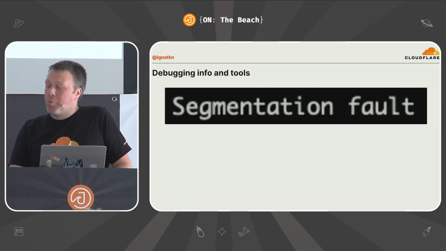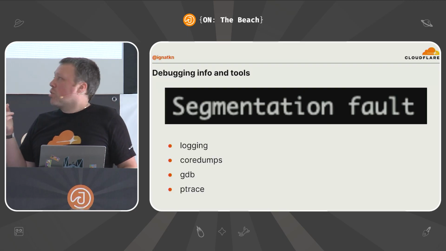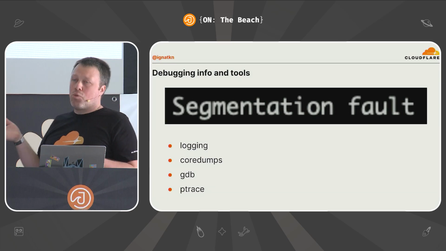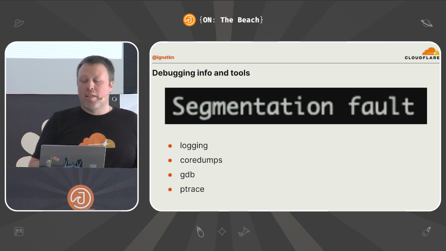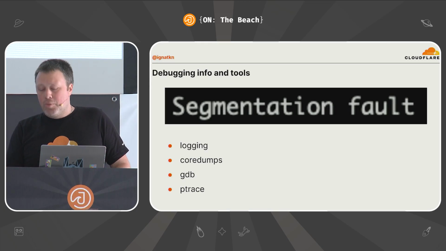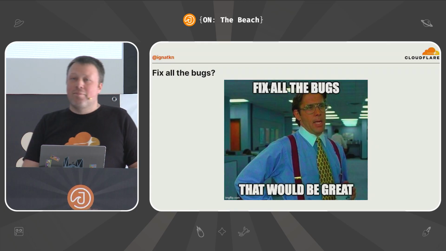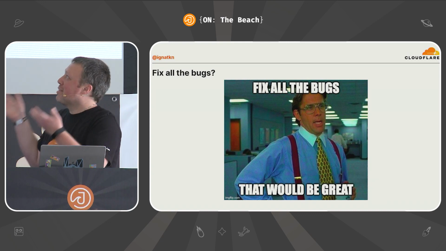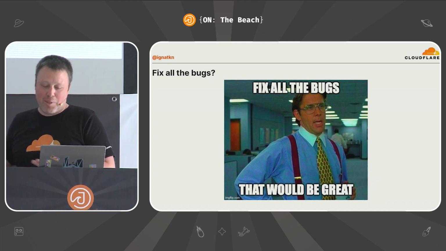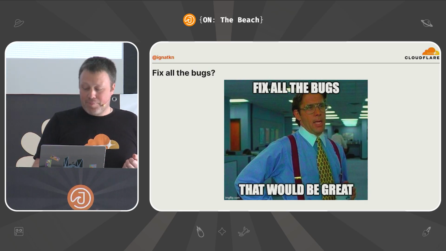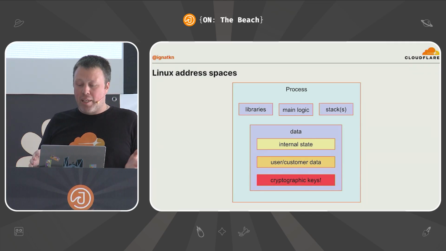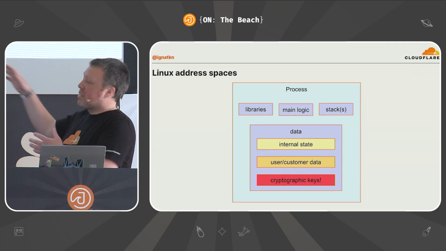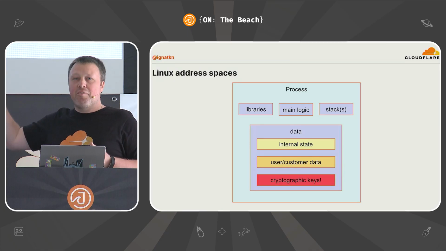Another source of cryptographic key leaks is plain bugs. Logging, as we just saw, or if your application crashes, core dumps, GDB, ptrace, all these debugging technologies can accidentally leak your cryptographic data. Well, we can say it's not a problem of the application, they should just fix all the bugs, but we know these bugs will always exist, right? So apparently we cannot solve this problem for everything, but can we do something specifically for cryptographic keys because they're a very high value target?